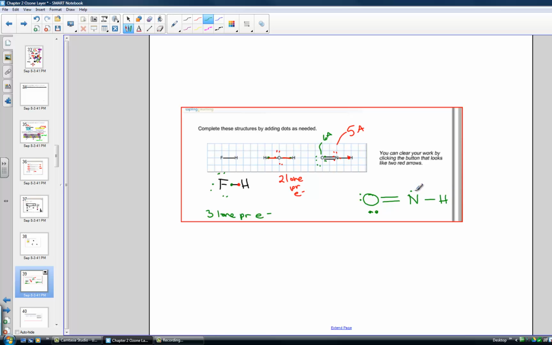To finish the structure, we have to make sure that each atom has a noble gas arrangement. Nitrogen has 1, 2, 3, 4, 5, 6, 7, 8. It now has an octet. Hydrogen only needs 2. 2, 4, 6, 8 on the oxygen. We've obeyed the octet rule for each of these atoms by adding in the missing dots.